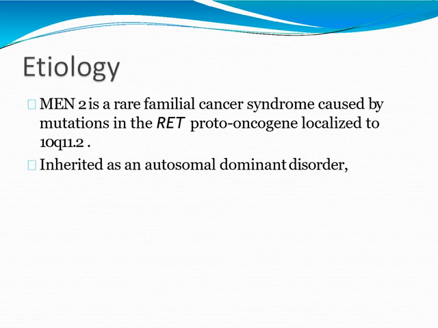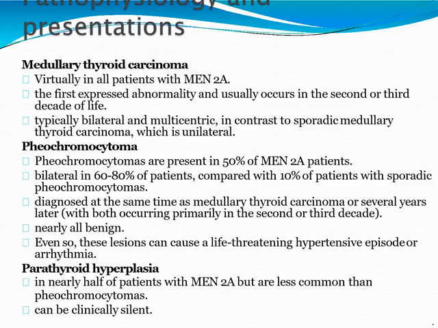Talking about MEN2, it is a rare familial cancer syndrome caused by a mutation in the RET proto-oncogene localized to 10q12.2, inherited as an autosomal dominant disorder. Talking about medullary thyroid carcinoma, it is present in virtually all patients with MEN2A. It is the first expression abnormality and usually occurs in the second or third decade of life. It is typically bilateral and multicentric, in contrast to sporadic medullary thyroid carcinomas, which are unilateral.